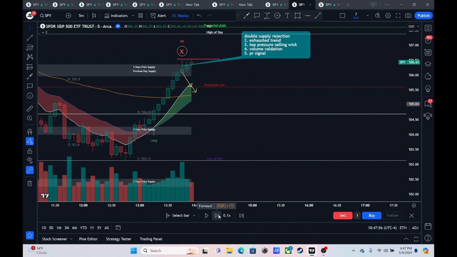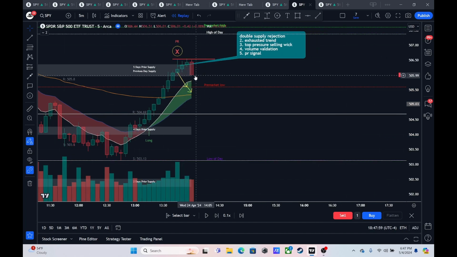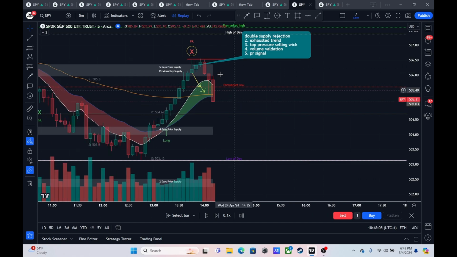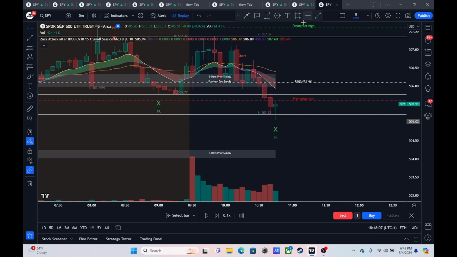Look at that. We retest that same resistance, reject it. Nice bearish candle on volume, bearish engulfing, and then boom, look how we dump right into our areas of support and even further. So, good PR signal there.